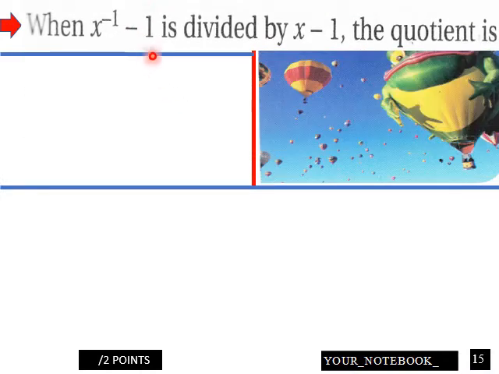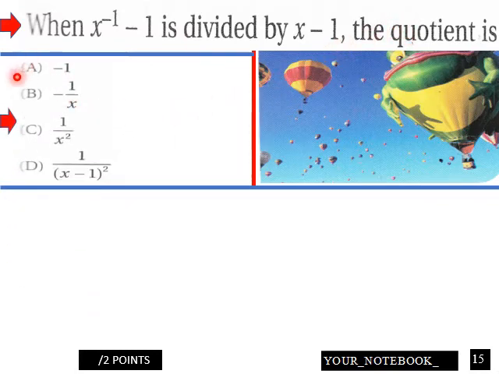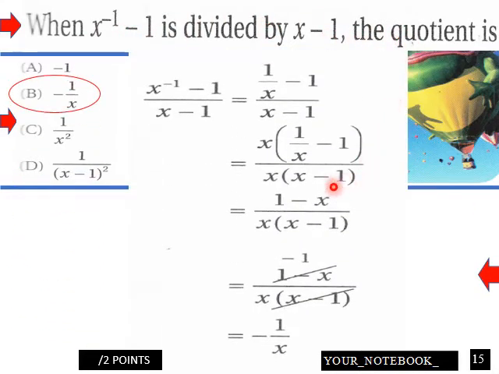Now, when x to the negative 1 minus 1 is divided by x minus 1, the quotient is what? One of these situations here. So x to the negative 1 minus 1 is divided by x minus 1. So to do this here, it flips our x to 1 over x minus 1 over x minus 1. So to simplify this situation up here, we have to multiply both numerator and denominator by x.